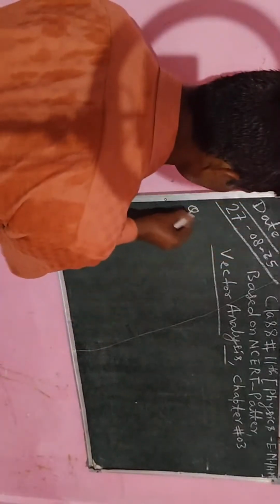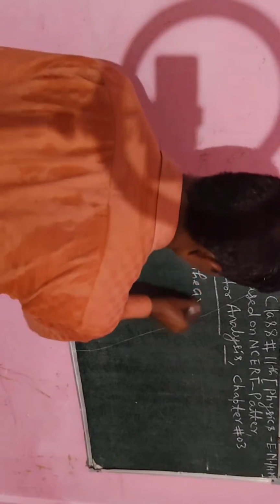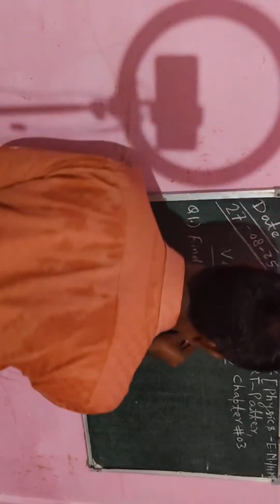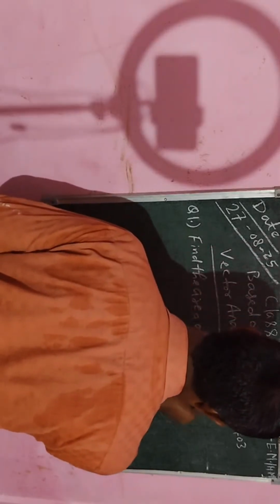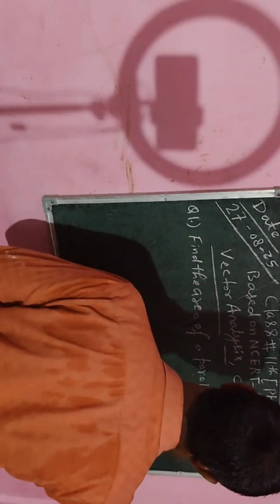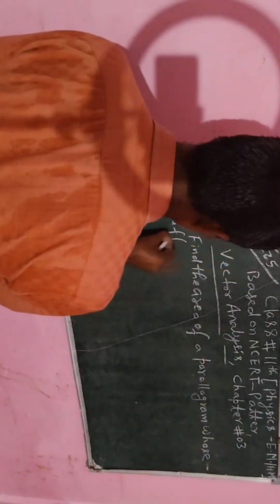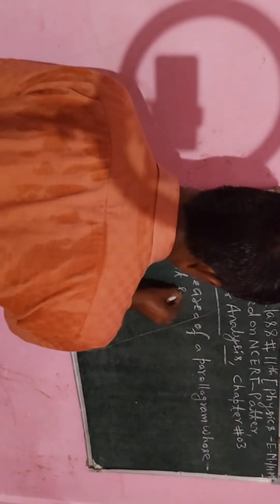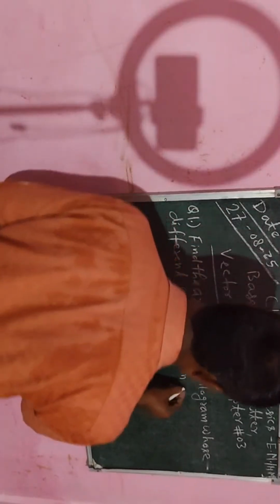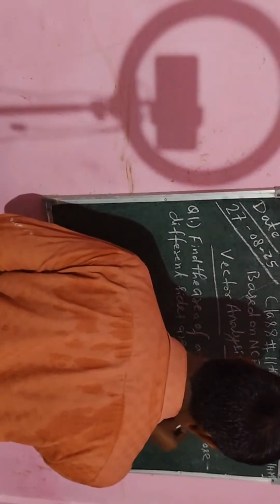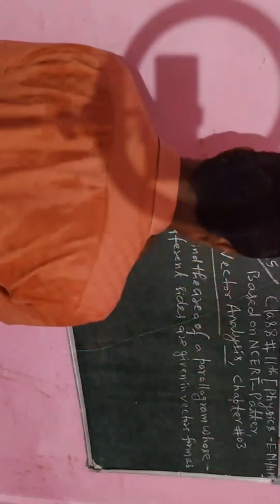Now here question number 1 I am going to write: find the area of a parallelogram whose different sides are given in vector form as well.